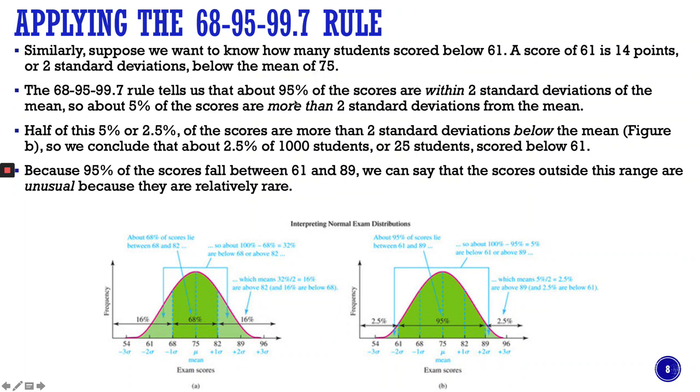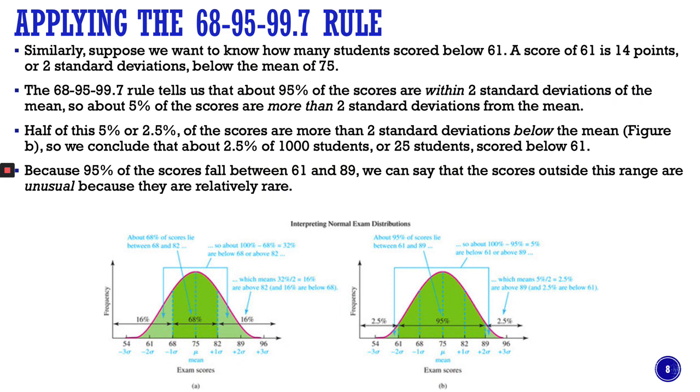Well, the rule tells us that 95% of the scores are within 2 standard deviations of the mean. So about 5% of the scores are more than 2 standard deviations from the mean. Now remember, you have 2 sides of your graph. So if you take half of that 5%, that means 2.5% of the scores are more than 2 standard deviations below the mean. So we conclude that about 2.5% of 1,000 students, or multiply those together with the decimal 0.025, we get 25 students scored below 61.